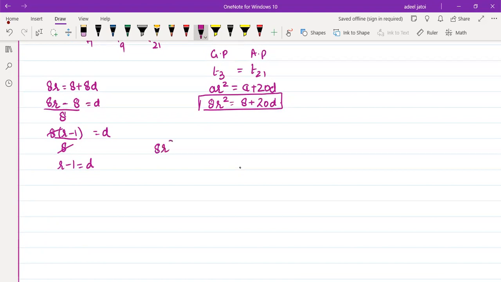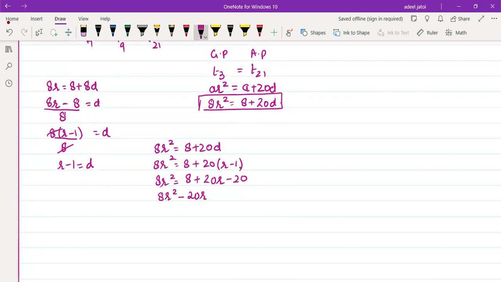8R square is equal to 8 plus 20D, and D is R minus 1. So 8R square is equal to 8 plus 20 times R minus 1. 8R square is equal to 8 plus 20R minus 20. So 8R square minus 20R, this should be minus 12, and this should be plus 12 when it comes to the other side.